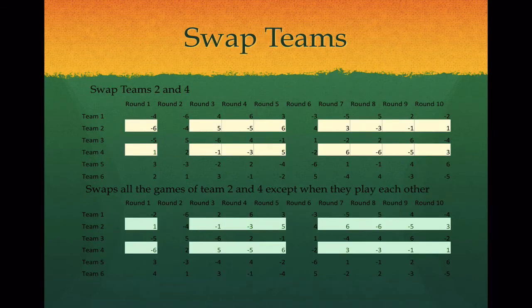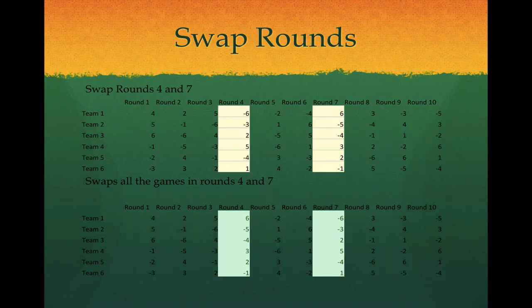Here is an example of swap teams. As you can see, basically what it does is it swaps the schedule of 2 teams, except of course when they play each other. Here is an example of swap rounds. As you can see, all it does is simply swap the rounds.